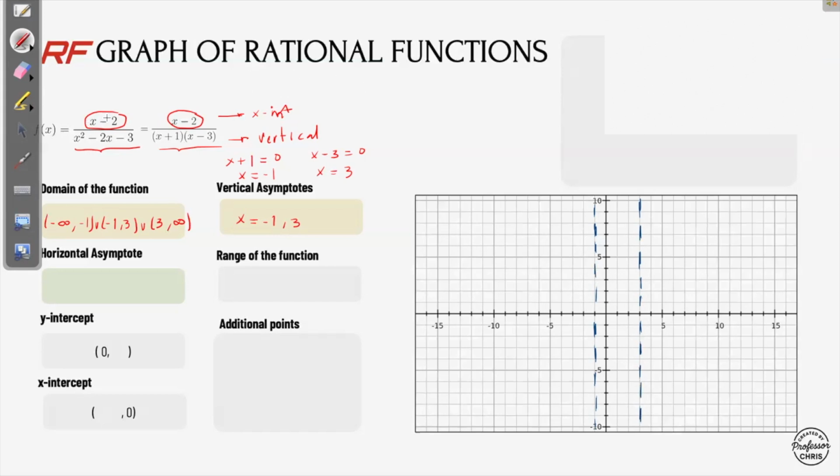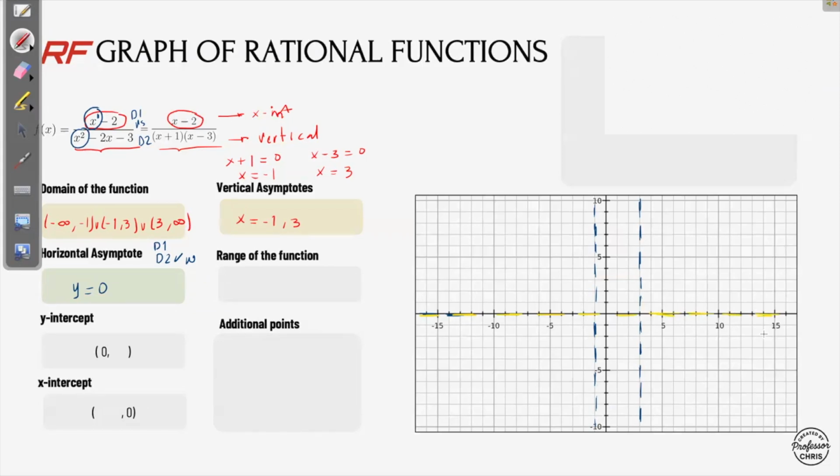The horizontal asymptote, just keep in mind that you need to use the leading terms. So this is a degree 1 versus a degree 2. So the obvious winner is the denominator. Whenever the denominator is the obvious winner, you're going to have your horizontal asymptote at y equals 0. So let me use another color. Let's have that horizontal asymptote at 0.